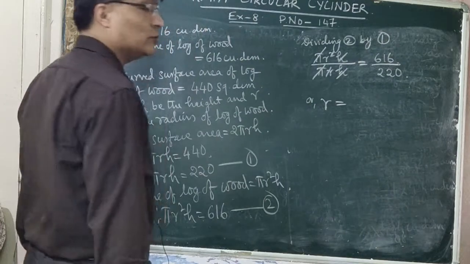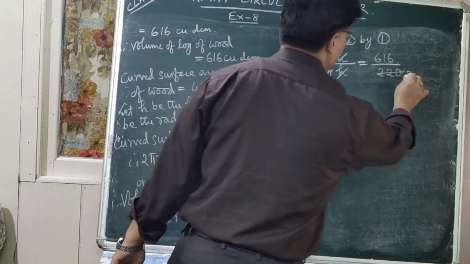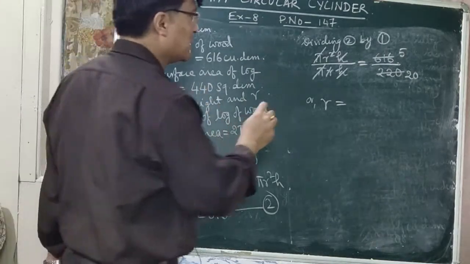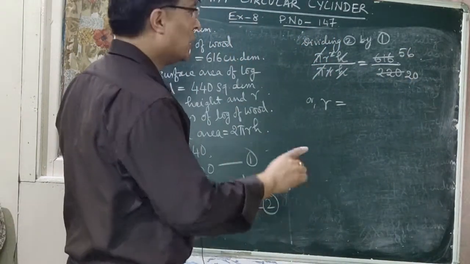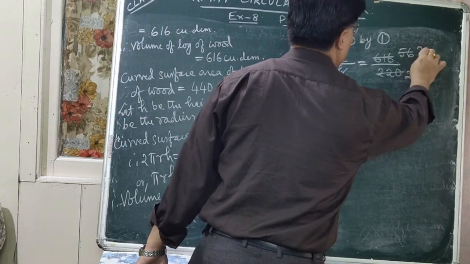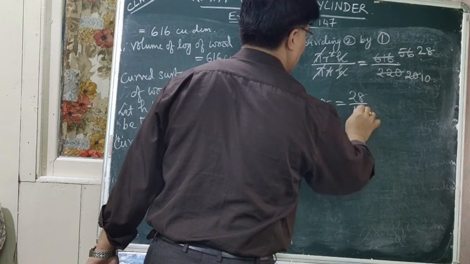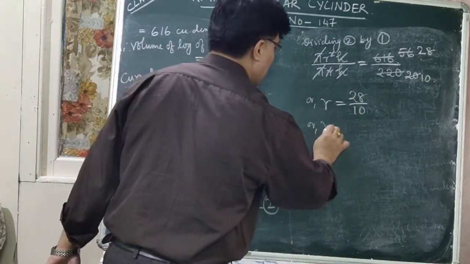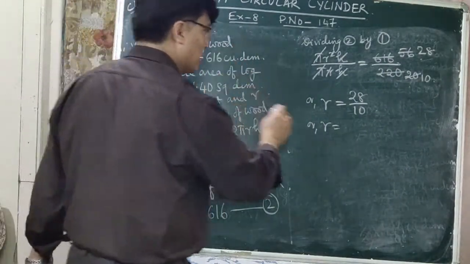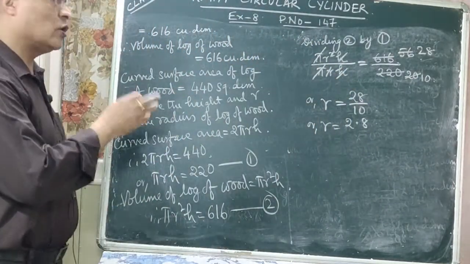So this is r is equal to, now you can cancel here, 11 is the answer. 11 2s are 22, 0. 11 5s are 55. 61 minus 55 is 6, 66. 11 6s are 66. Again you can cancel it with 2. 2 10s are 20, 2 2s are 4, 16, 2 8s are 16. That is your 28 by 10. What is 28 by 10? So after 1 there is 1 0, so you have to write down the decimal point before one figure. That is your 2.8. That is the radius of the log of wood.